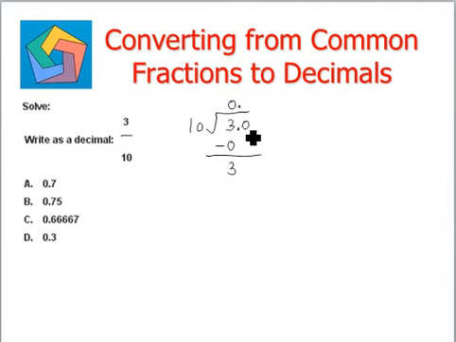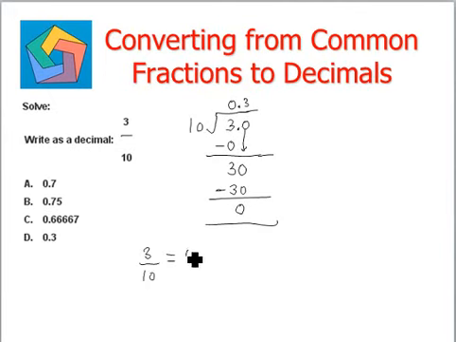This comes down. Now 3 becomes 30. We know 10 times 3 is a 30. So 30 minus 30 becomes a 0. Remainder is 0, so we stop right here. So 3 tenths, that is a fraction, in decimal form can be written as 0.3. This is the final answer, which can be seen in option D.